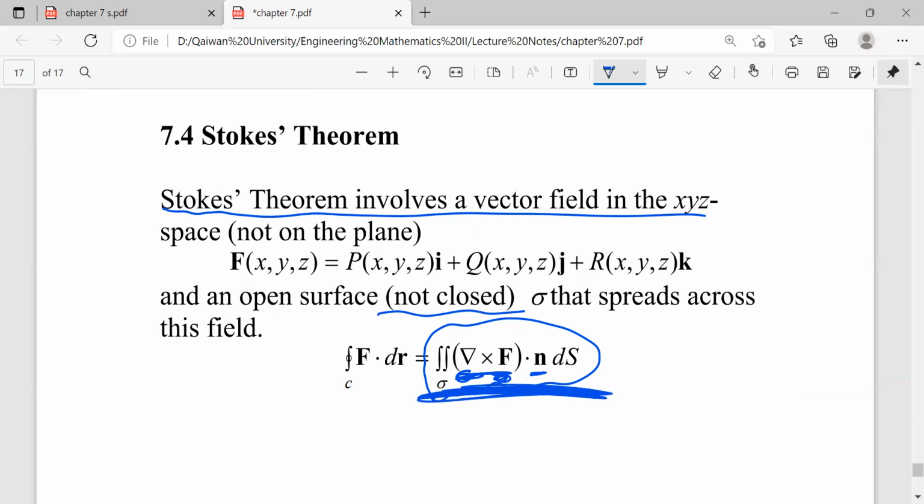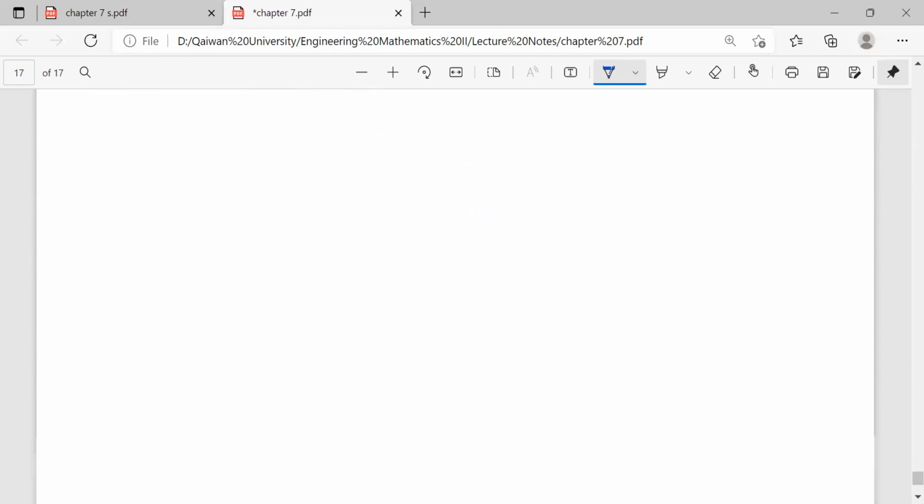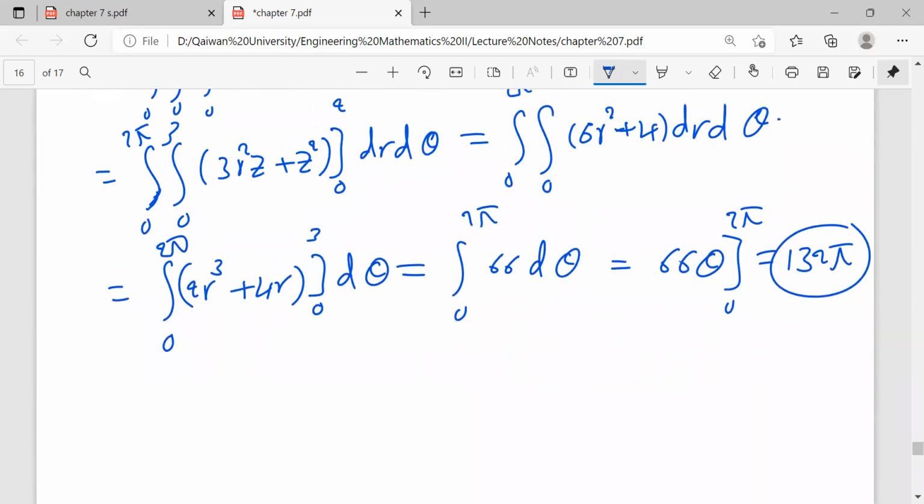You should know the rule and you can just apply it to the examples. It's similar to the previous ones. You should first find this cross product, then find the dot product of the result with n, then find the double integral. That's all. Okay, that's the end. So we have nothing else. We finished all these subjects.